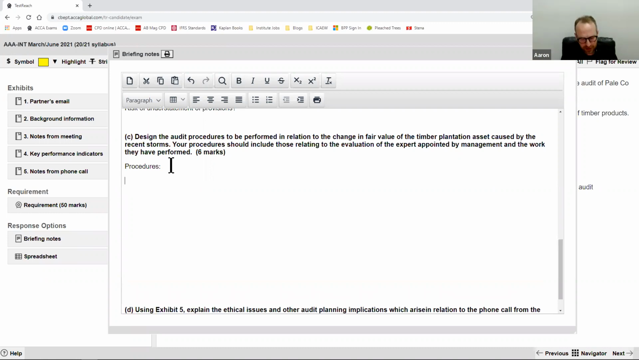I want you to think, what documentation exists to support whatever number you're looking at? So there's going to be some sort of documentation. If you don't work in audit, which I'm presuming a lot of you don't, then you need to think about, right, my boss has asked me to do something. So let's say your boss said, look, I'm not sure about the fair value on that timber plantation asset. Can you go and just check that it's right for me, please?